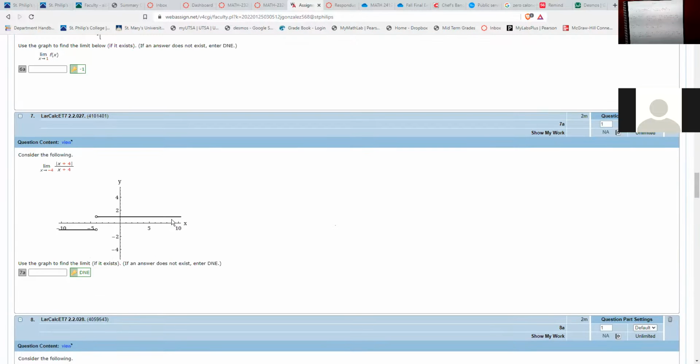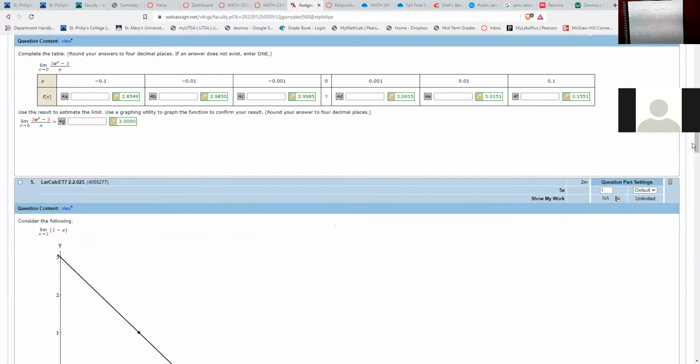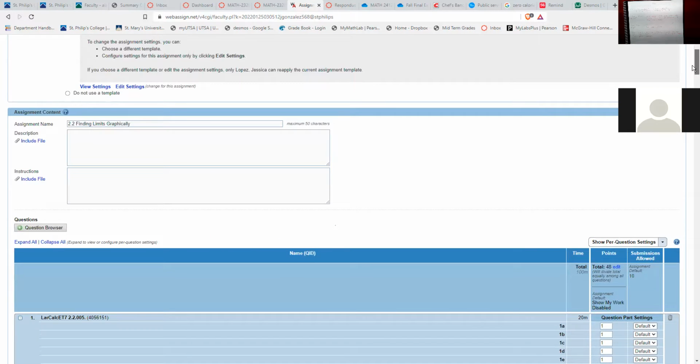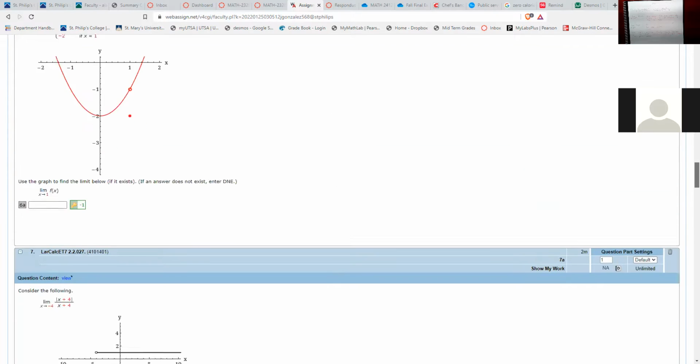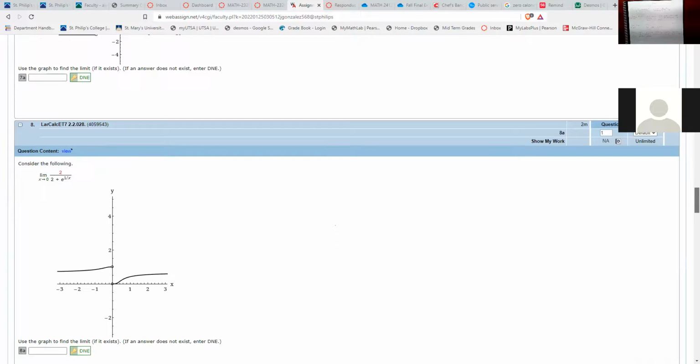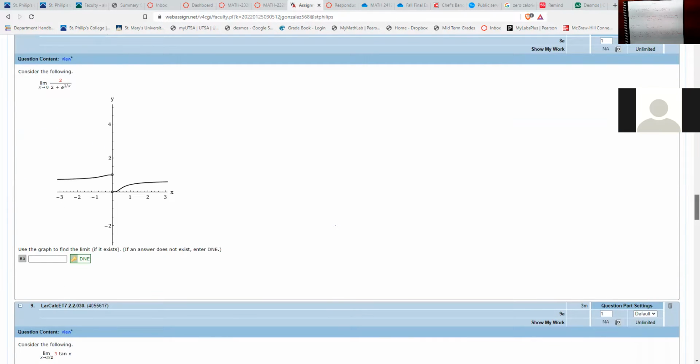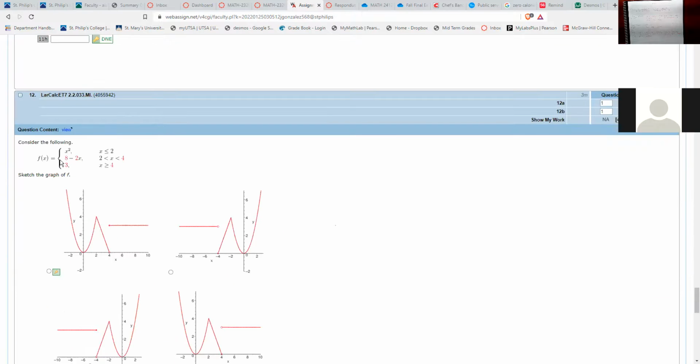But if you want the theory, please watch the videos I posted there. They go in-depth. The theory is very in-depth and complicated, but the actual solving is pretty straightforward. You just look at the graph and see what's happening at this value. Okay. Any other questions on this section?